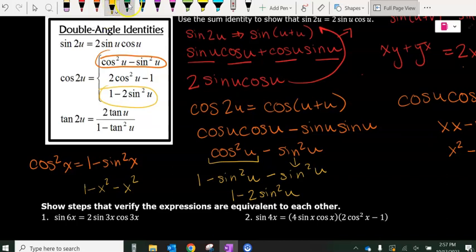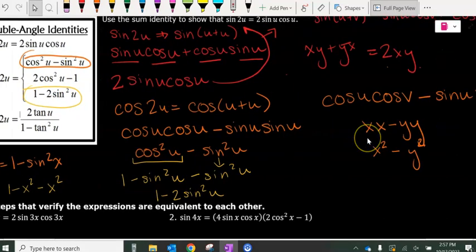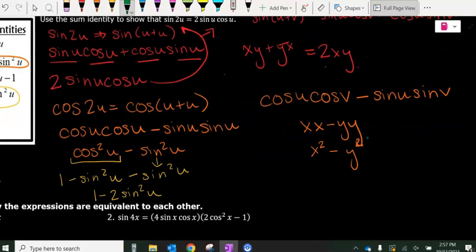And I'm going to do the exact same thing to get the other one that I have right here, the 2 cosine squared minus 1. But instead of replacing cosine squared in this equation, I'm going to change my sine squared instead. So if I have cosine squared u minus sine squared u, I'm going to replace this sine squared with cosine. So we have, that's minus 1 minus cosine squared u.